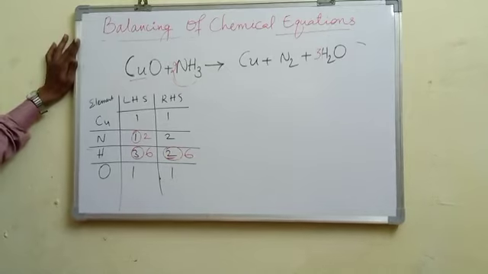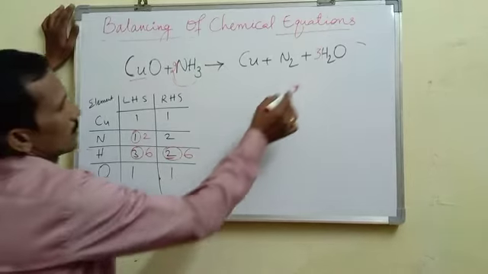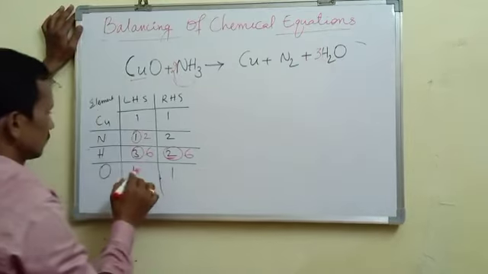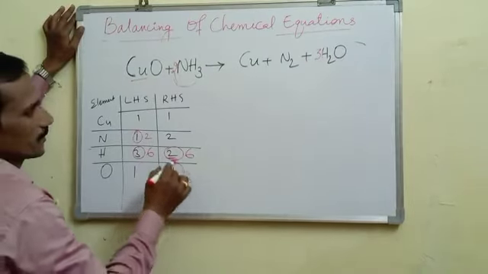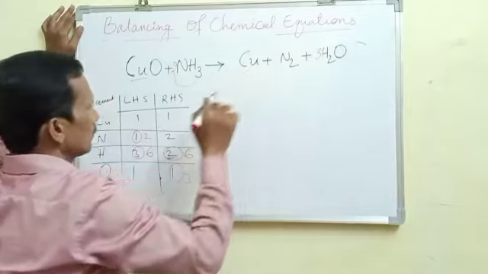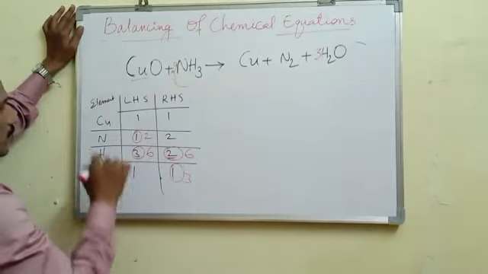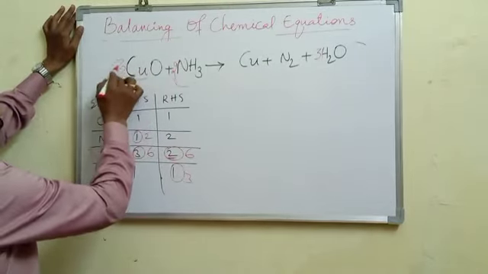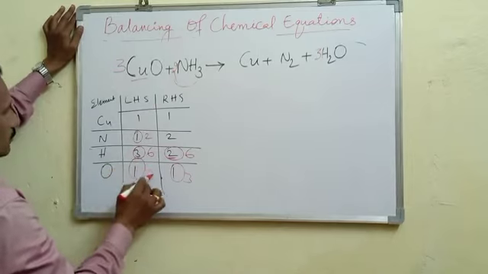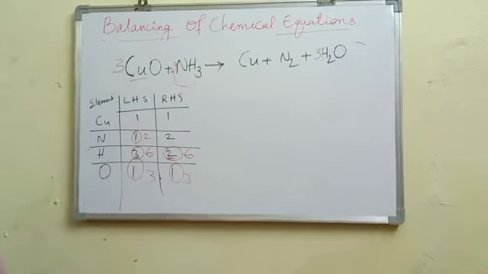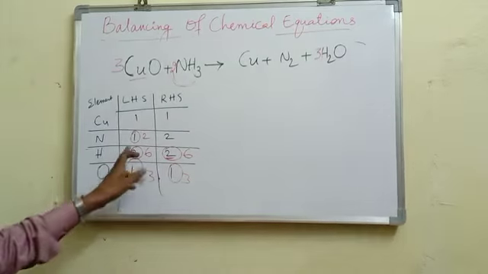Next, what about oxygens? Here oxygens 3 into 1, 3. On the right hand side oxygens are 3. On the left hand side only 1. So 1 into 3, 3. This is the balance of oxygens, hydrogens and nitrogen.